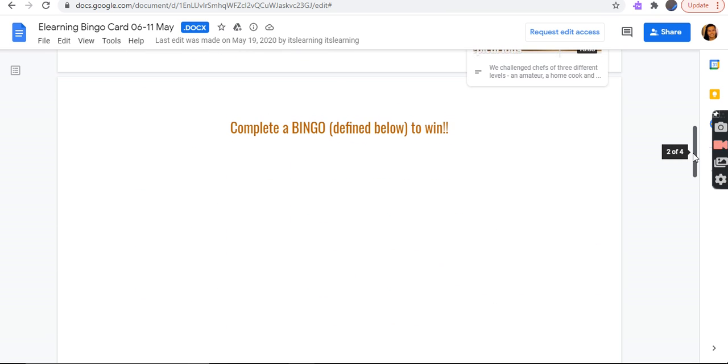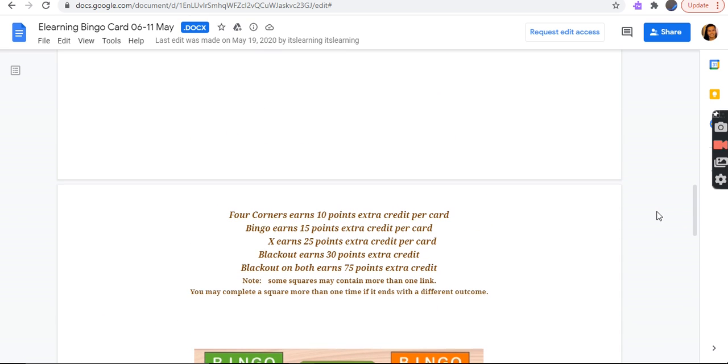Complete a bingo. Define below to win. Four corners earns 10 points extra credit per card. Bingo earns 15 points extra credit per card. This was made by Intro to Culinary Arts.